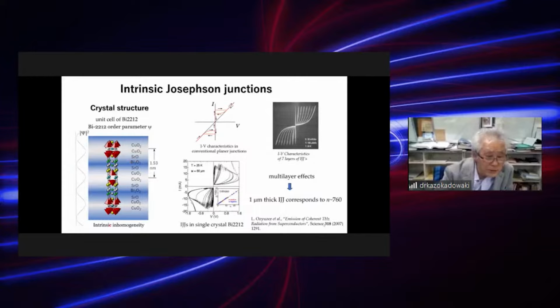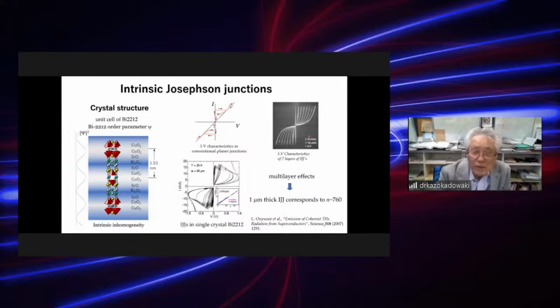This is a single crystal unit cell of this so-called 2212 high temperature superconductor. We have a double copper oxide layer, which is sandwiched in such a way. This is the c axis, and it makes a Josephson junction, because in between there is an insulating layer inserted, that is this bismuth oxide layer. If you apply current along the c axis, you get such an IV curve. Current flows, then immediately jumps to the normal state, then comes back to the superconducting state.